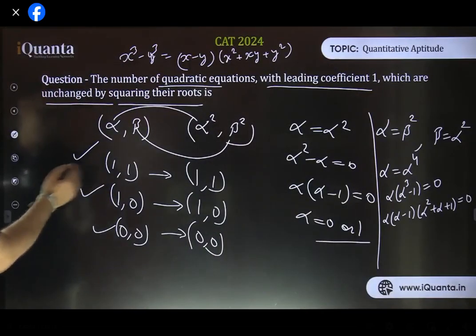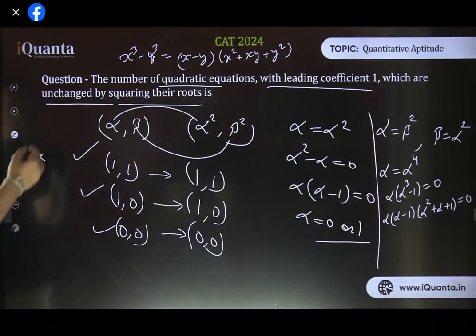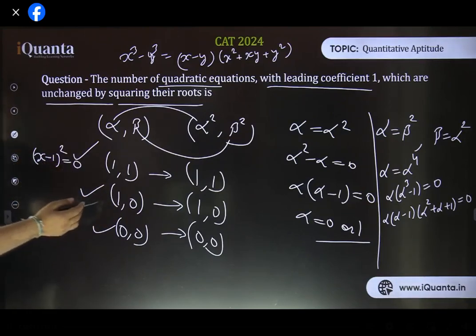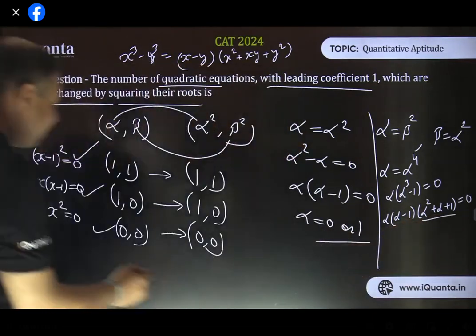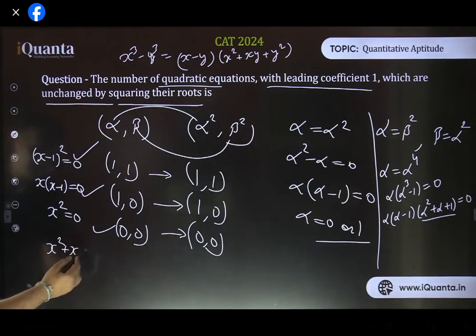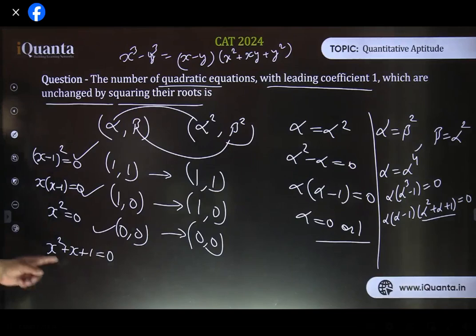The earlier case, where both roots are 1, led to x minus 1 whole square equal to 0. Then it was x into x minus 1 equals to 0. Here we were having x into x, that is x square equals to 0. Now this fourth case tells us x square plus x plus 1 equals to 0. So x is such a number that x square plus x plus 1 comes out to be 0. That is the fourth equation.